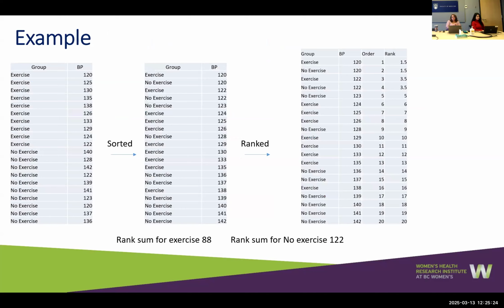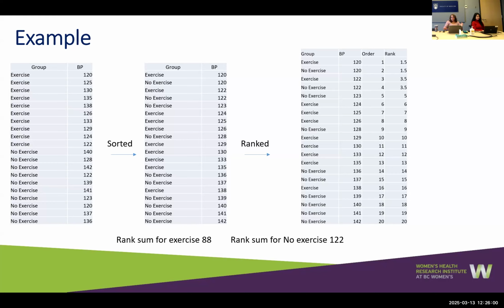So how are we going to do it? Here I show how we transform the data to make a rank sum. I took a random sample of 20 people, I believe, for the group that exercises and those who do not exercise, and I included the systolic blood pressure. Regardless of the group, we sort the blood pressure from smallest to largest, and after that, we rank them.